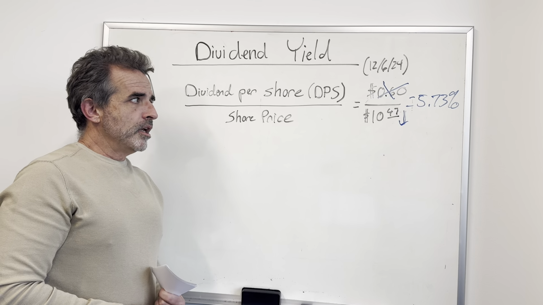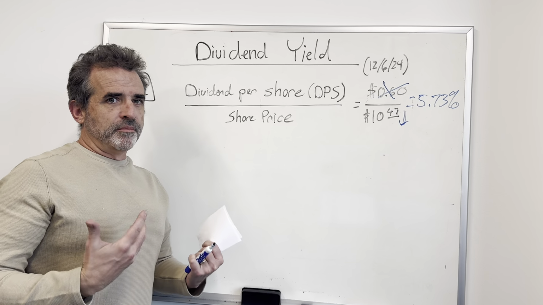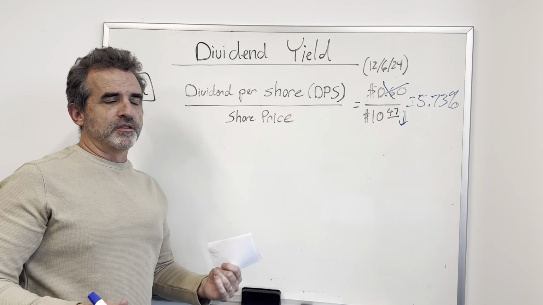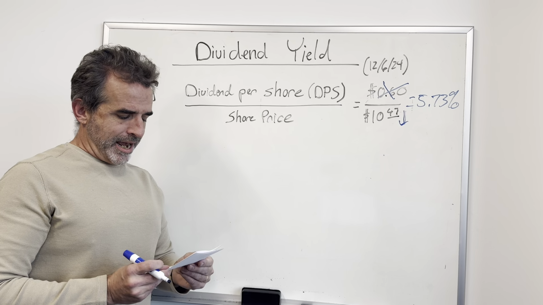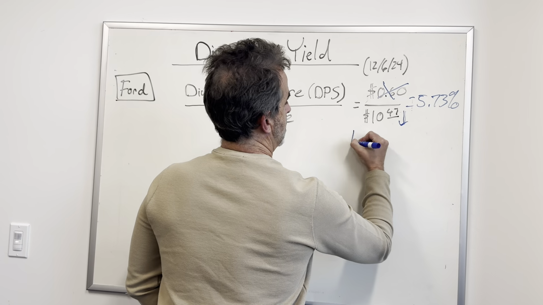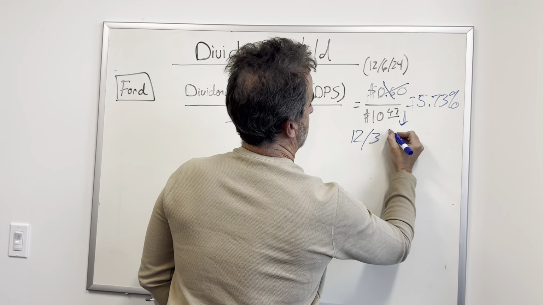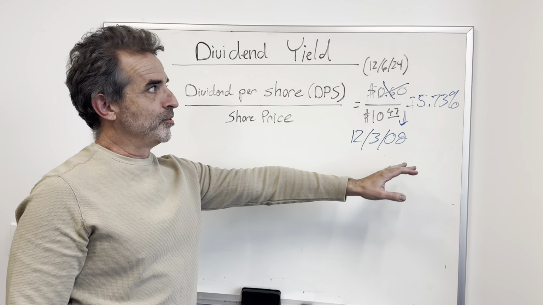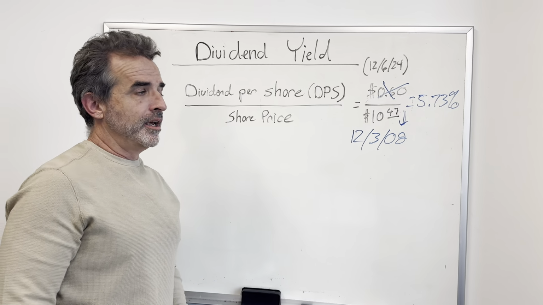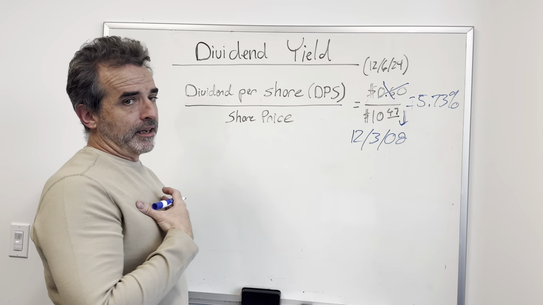So I took the initiative and I opened two separate UTMA accounts, one for each of my daughters. And I bought several stocks, one of them being Ford. If I did this calculation properly, I bought this stock December 3rd, 2008. So we're getting close to 20 years since the Great Recession. And I need to calculate the dividend yield.